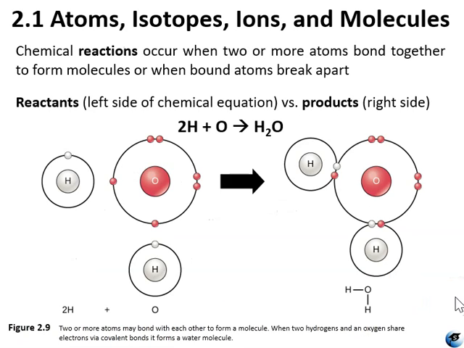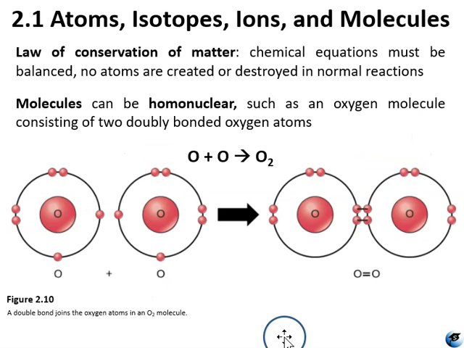Chemical reactions occur when chemical bonds between atoms are formed or broken. The substances that go into a chemical reaction are called the reactants, and the substances produced at the end of the reaction are known as the products. So this figure here is showing a chemical reaction that is forming the product H2O, water, from the reactants, hydrogen and oxygen.